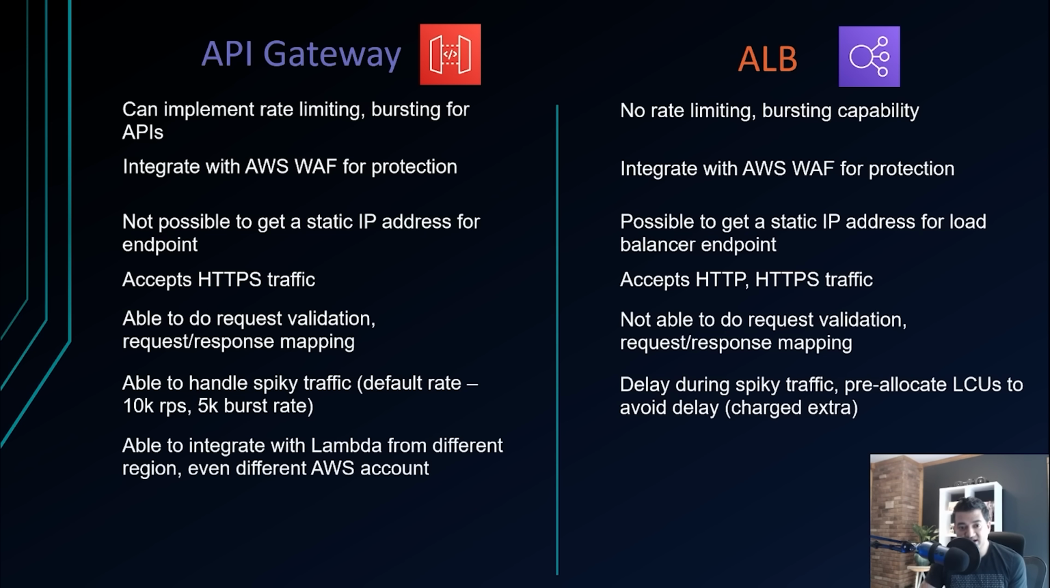Next, API Gateway is able to integrate with Lambda. I'm just showing it for one service. It is able to integrate with Lambda from a different region, even different AWS accounts. So if you have your Lambda in a different AWS account, but your API Gateway in another account, your API will be able to integrate with that Lambda. ALB is a regional service. So even within an account, ALB can only talk to the backend services, let's say Lambda or EC2, running within that region. It won't be able to go cross region and cross account.